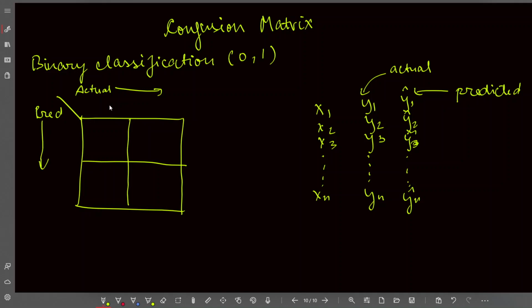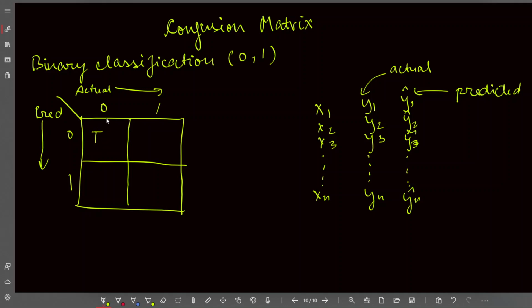Okay, so let's say I have 0, 0 and 1 over here. That means that if my actual value was 0, how many of those values were correctly predicted as 0? And if my actual value was 0, how many of those were incorrectly predicted as 1? Similarly, if my actual class label was 1, how many of them were incorrectly predicted as 0? And how many of them were correctly predicted as 1? Those numbers of points will come in this matrix.